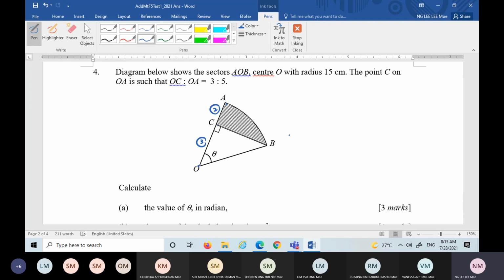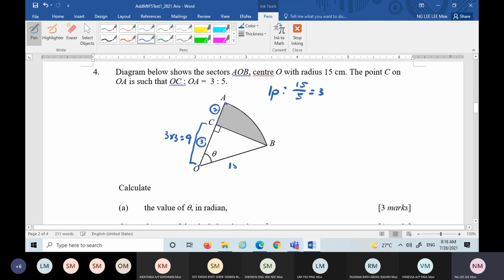Calculate part A, the value of theta in radian. So how to calculate that? You know the radius is 15, meaning the radius O to A, this whole thing, is 15. Here 3 portion, here 2 portion, altogether 5 portion. So 15 divided by 5, so 1 portion is 3 centimeter. Therefore this 3 portion is 3 times 3, which is 9. OC is 9 centimeter. Then OB itself is the radius, so it's 15 centimeter.